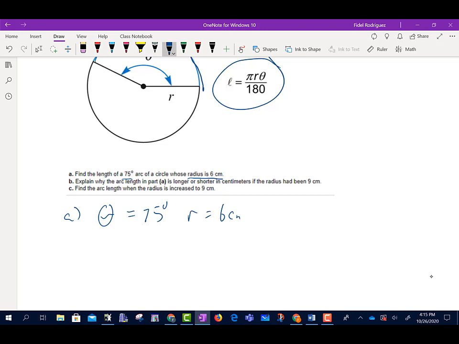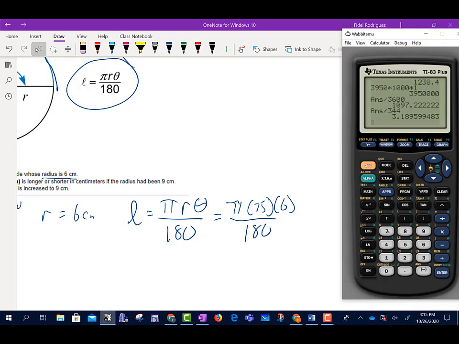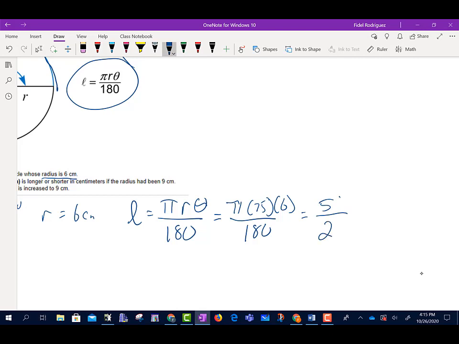So we're going to use our formula, L equals pi times R times theta over 180. So we're going to take pi times 75 degrees times 6 divided by 180. Let me take my calculator. What's 75 times 6? Let's divide it by 180. We got 2.5. So if we want to convert this to a fraction, if I go math and then hit number 1, it should convert it to a fraction for me, 5 over 2. So this is going to be equal to 5 over 2 with my pi, in centimeters.